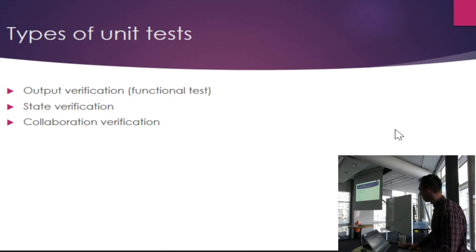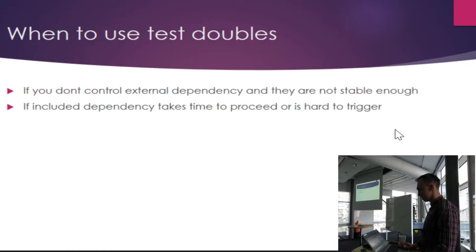And then collaboration verification. This means just that we verify how our module communicates with its dependencies. So we see if the proper functions are called in a proper order. That's the last type of unit tests. So when to use this test double?